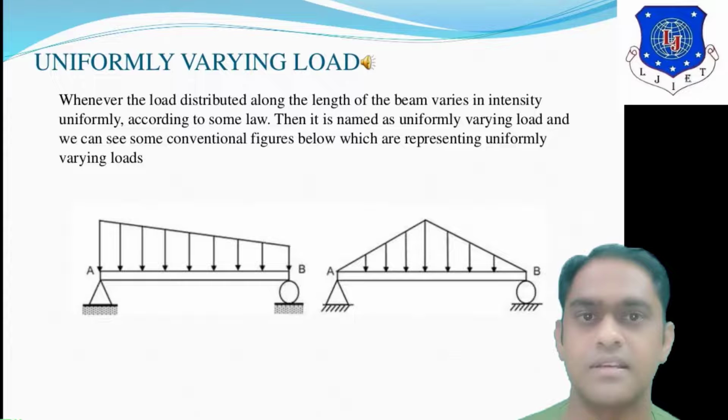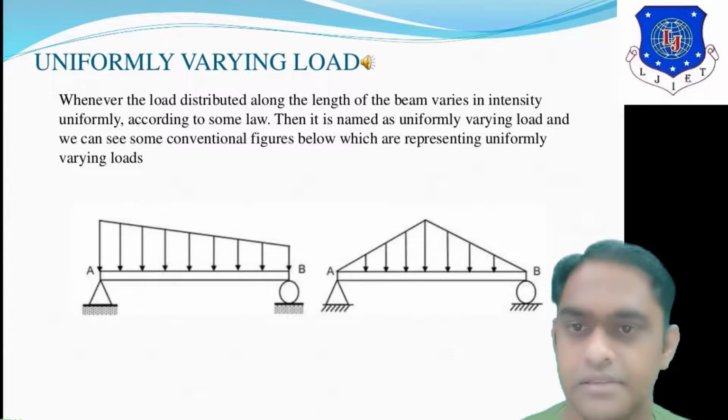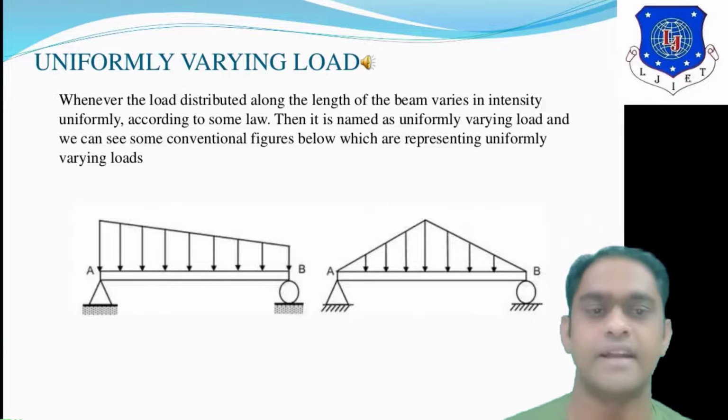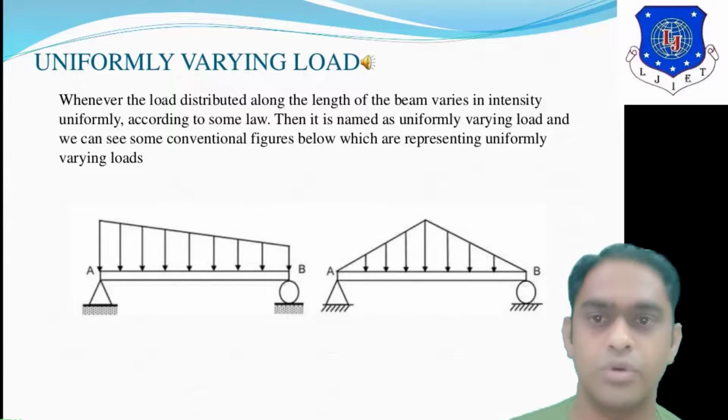Let us discuss the last load. Last and third load is uniformly varying load. You can see two figures on the screen. The left side support is A, the right side support is B. One support is fixed or hinged or it may be any, and the second support is roller.